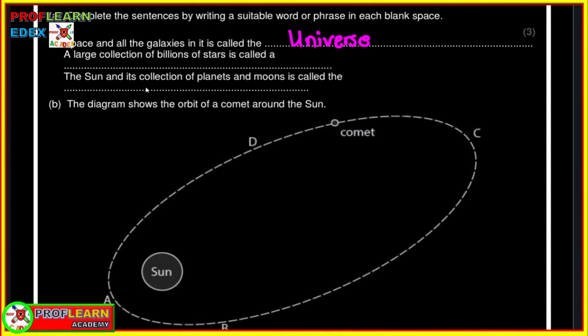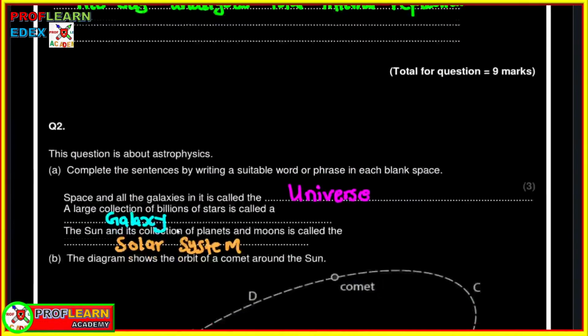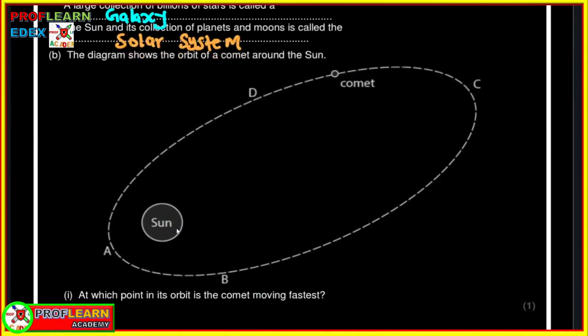A large collection of billions of stars is called what? You can also type down below. All right, this is a galaxy. The sun and the collection of planets is called what? This also you need to know how it is defined, and we're going to say this is the solar system. So these are questions from astrophysics, and you need to understand those definitions.